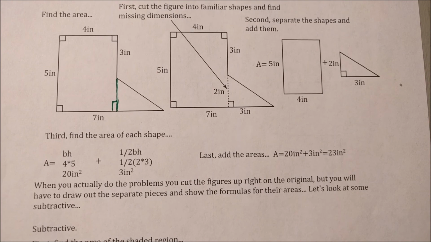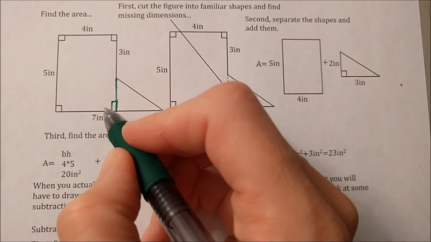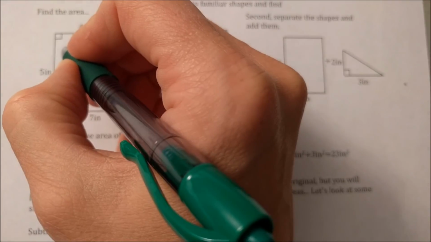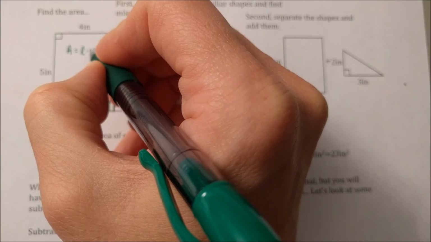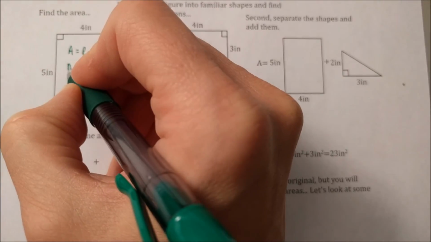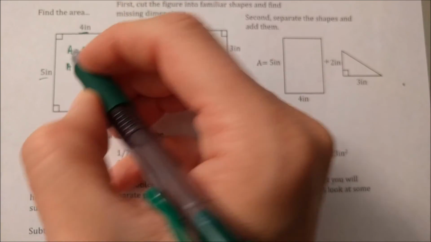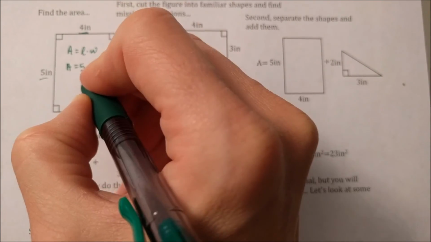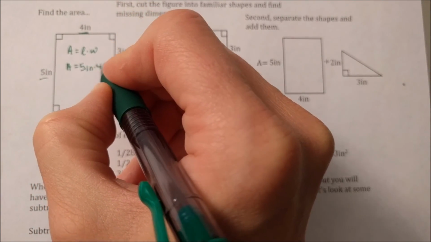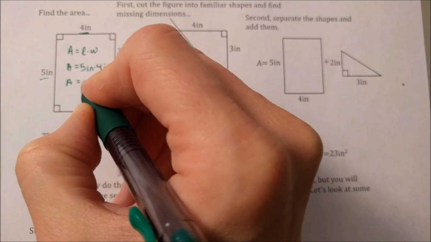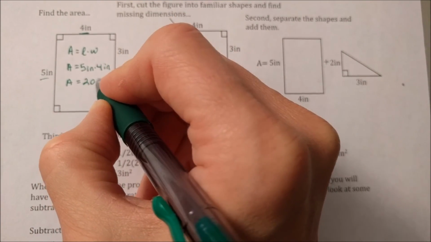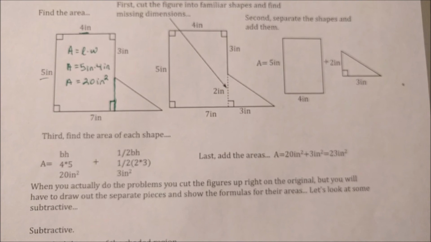Okay, so with that, we want to be thinking, all right, I'm going to write right on top of this. If I've got a rectangle, remember my area is equal to my length times my width. So I can call that my 5 inches times my 4 inches. So 5 inches times 4 inches. This is going to give me 20 inches squared. All right. So I've got my first part of this.